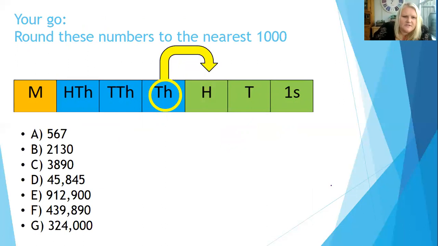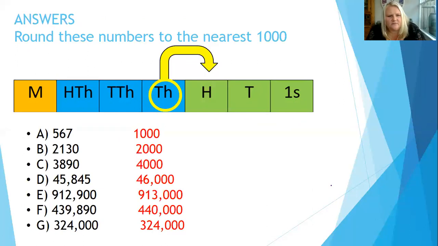Okay, let's go through the answers. 567 rounds up to 1,000. 2,130 rounds down to 2,000. 3,890 rounds up to 4,000. 45,845 rounds up to 46,000. 912,900 rounds up to 913,000. 439,890 rounds up to 440,000. And 324,000, I was a bit sneaky there, stays the same at 324,000.